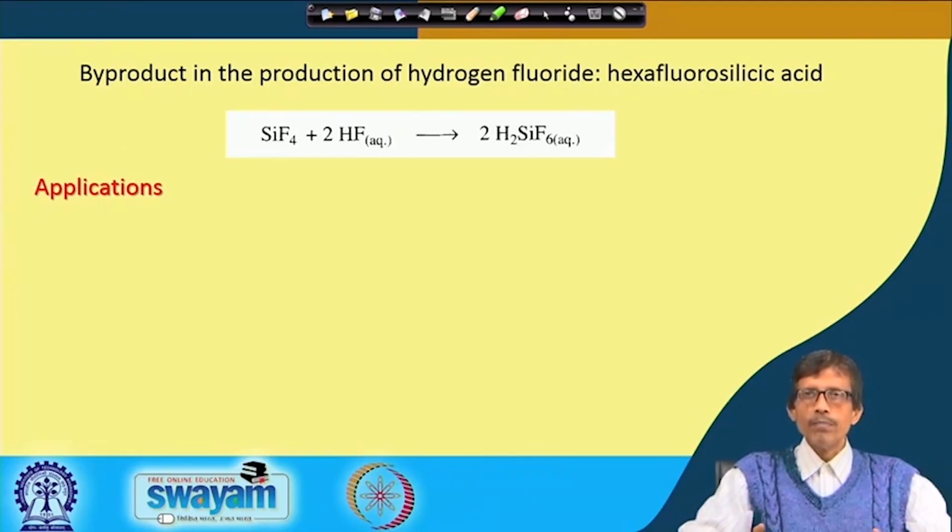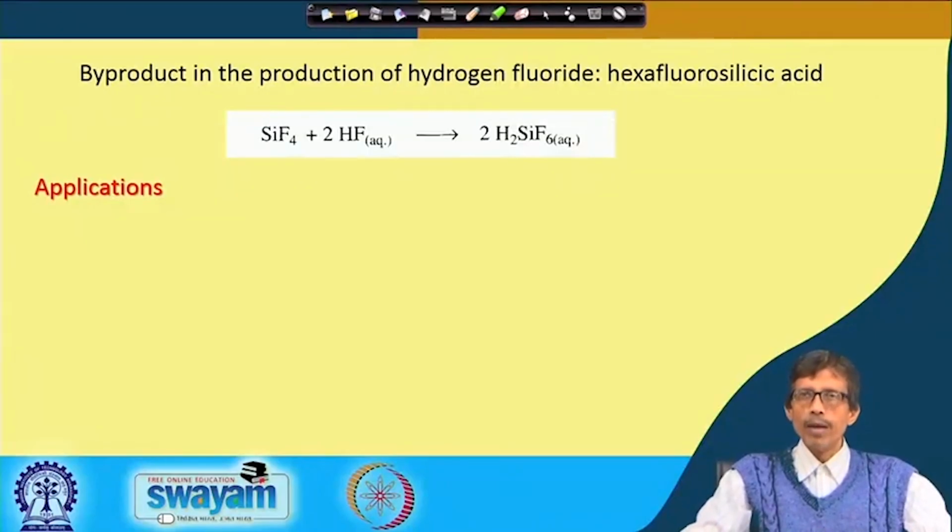Because most of the time for our laboratory use, the HF we get is just an aqueous solution, say 40% HF for day-to-day laboratory use. Sometimes it can be 60% or 70% HF in the aqueous medium. So most of the time you take that raw HF which is available in the aqueous medium.